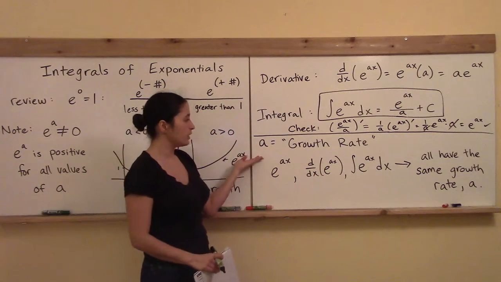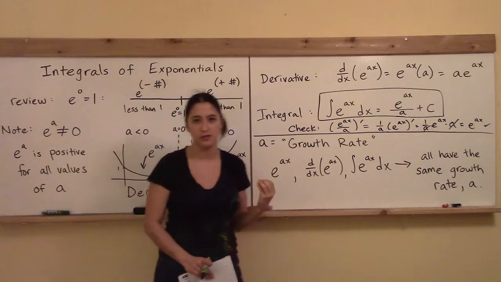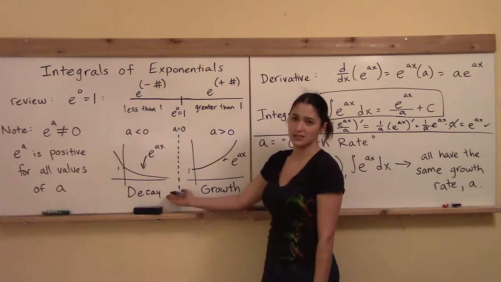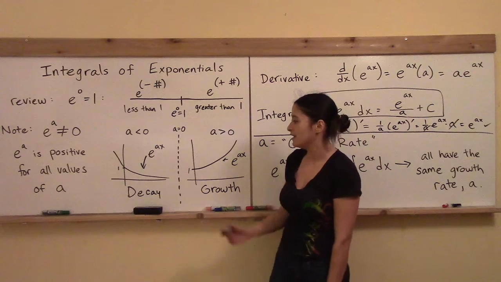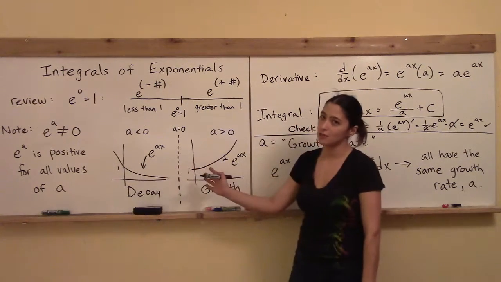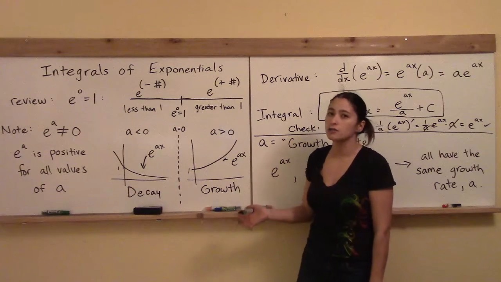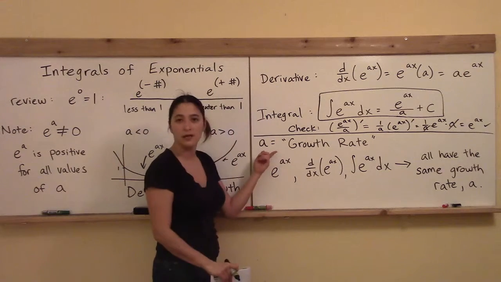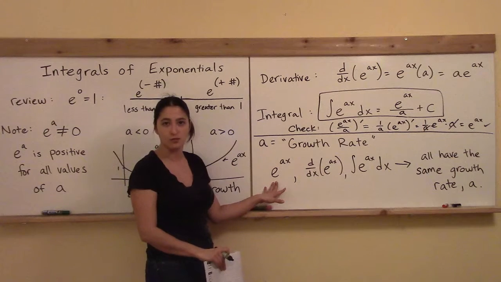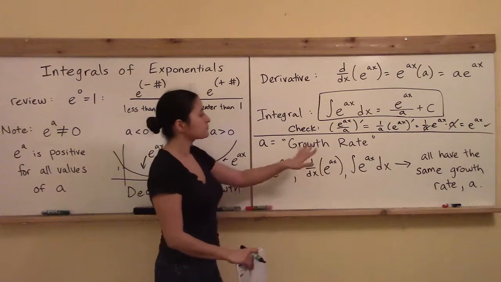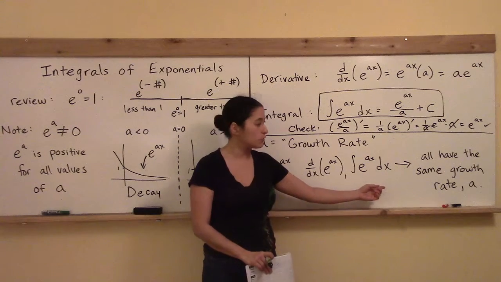Okay, like I said before, a is the growth rate. This is really the thing that describes the behavior of the function all in all, because it decides whether it's decay or it's growth, and it also decides the rate at which that's happening. Is it decaying really fast, or is it decaying sort of slow? Is it growing really fast, or is it just growing slowly? That's all determined by the value of a, the growth rate. And an important thing to note is that when you have a function of the form e to the ax, where a is a number, that function and its derivative and its integral will all have the same growth rate, a.